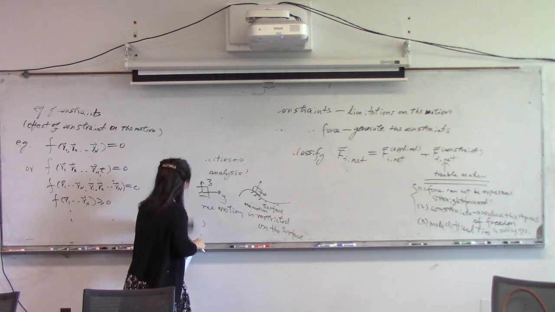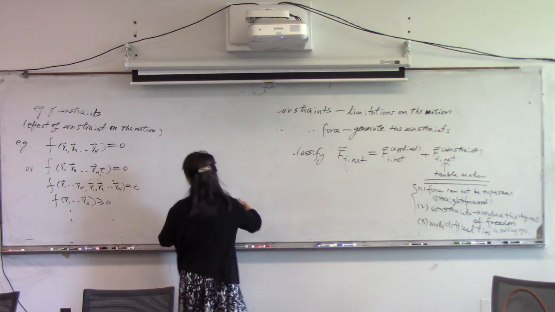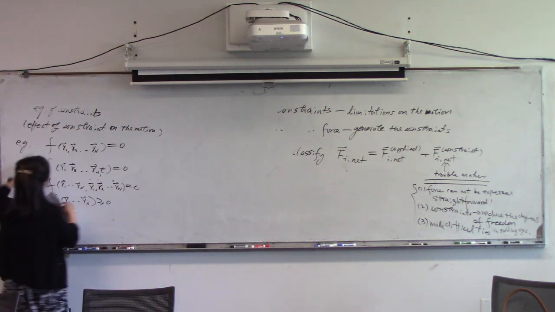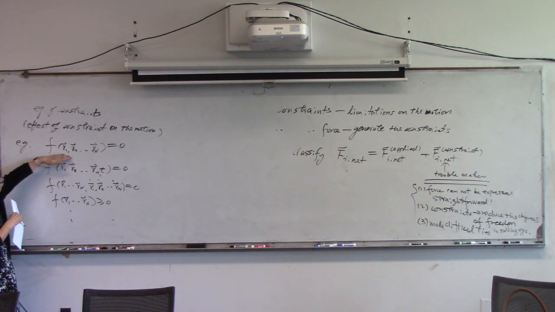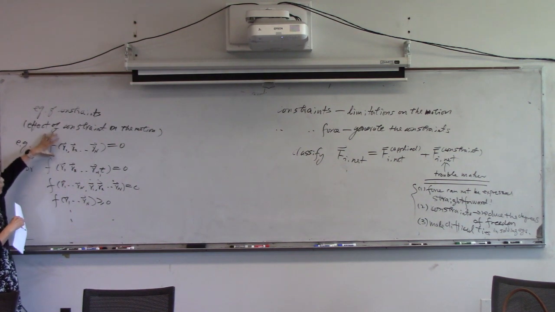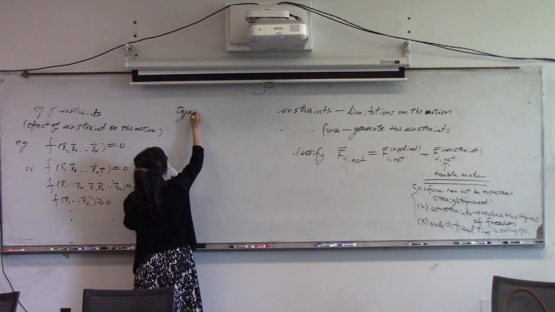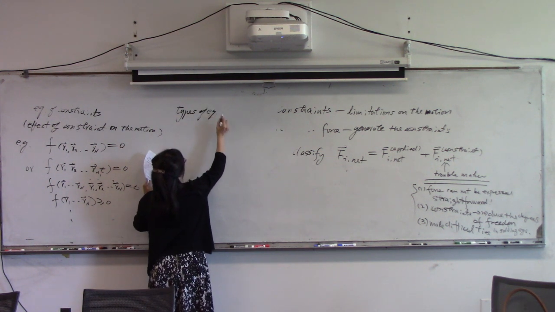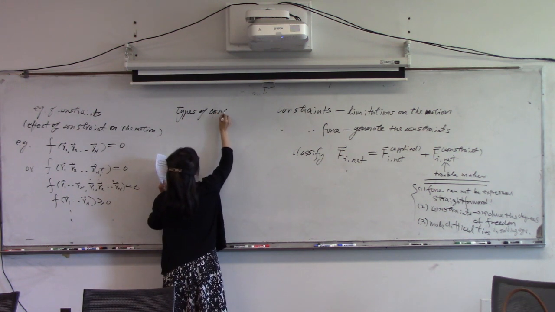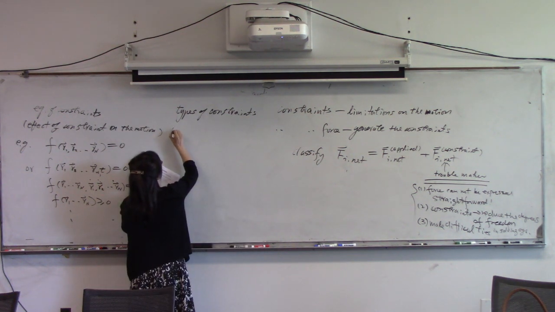So now, those are equations of constraint, and there are different types of equations of constraint. So let's first give a type. First type, we are going to consider this case. If it is only a function of the coordinates, either without time or with time, we call these holonomic. So type of constraint. First one, okay.